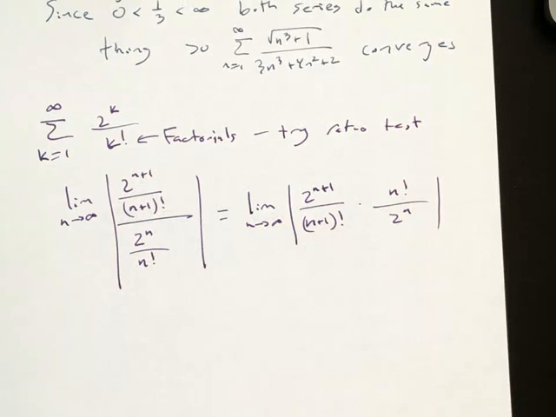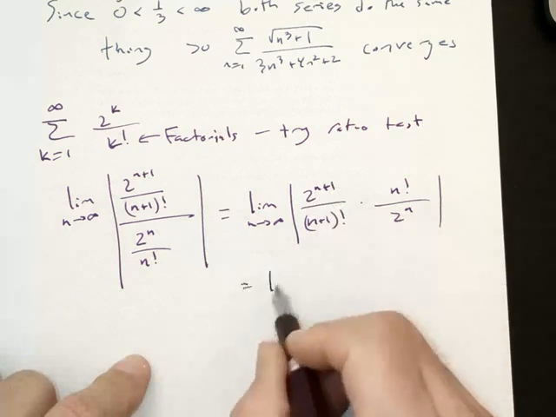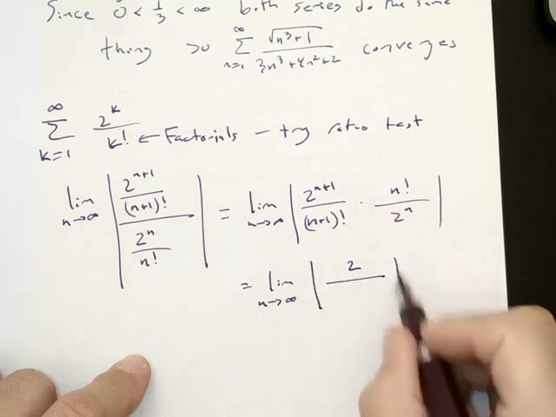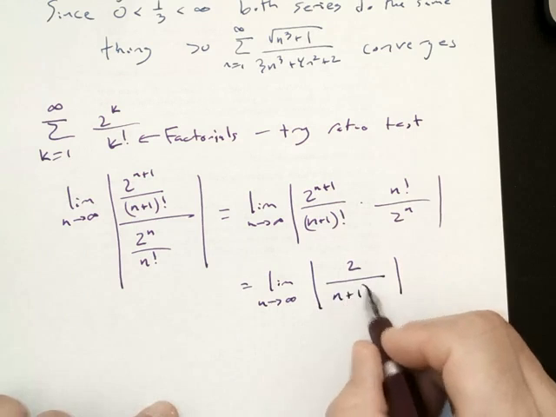What happens here? Playing with factorials is important. I know you can do the 2 to the n and stuff, but you just cancel it out and leave a 2 on top. So when these cancel, that leaves one 2 behind on top. You just have n plus 1 on the bottom. Factorials will cancel out.